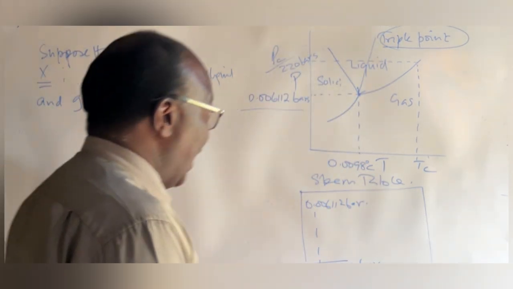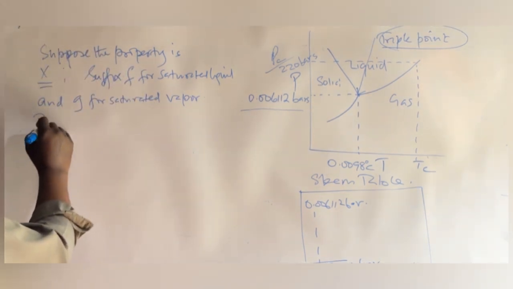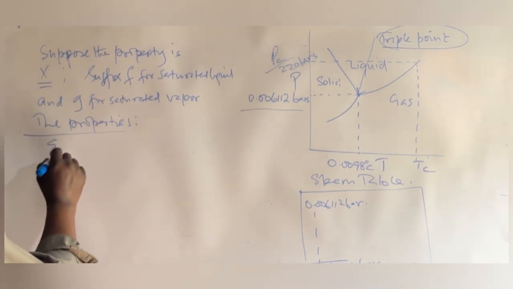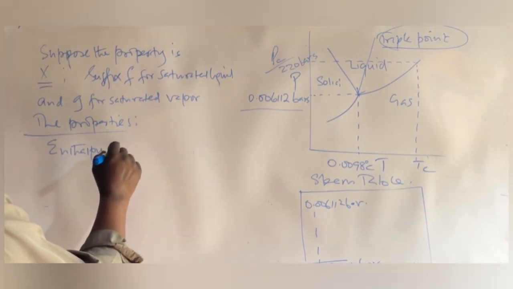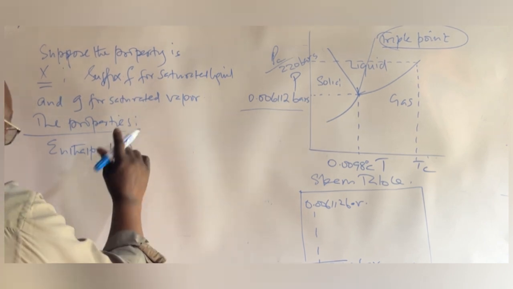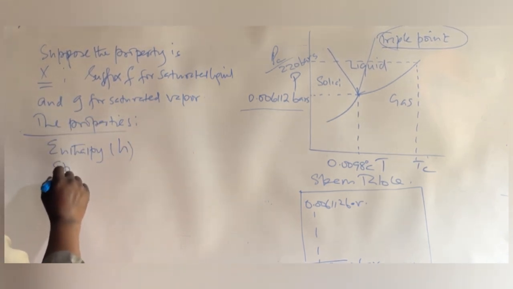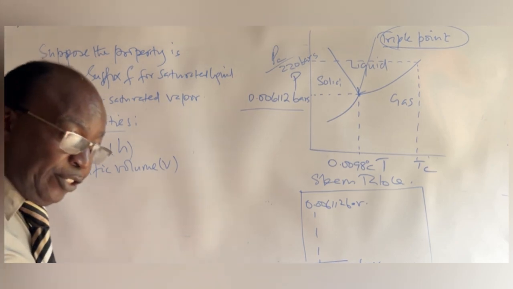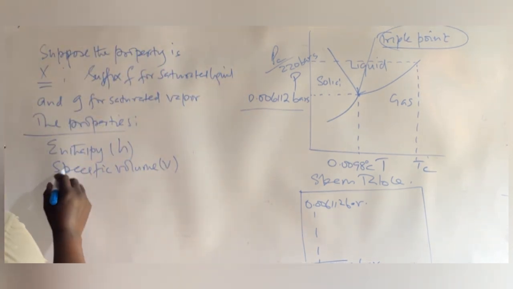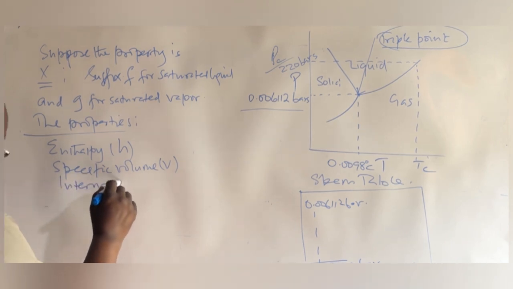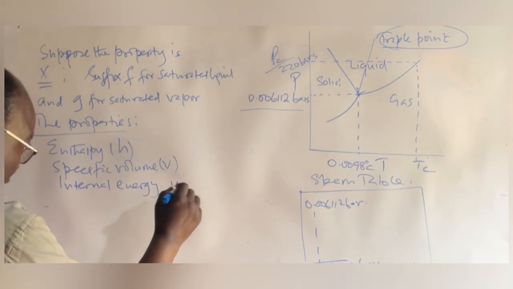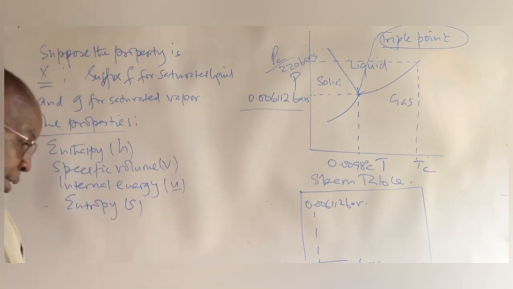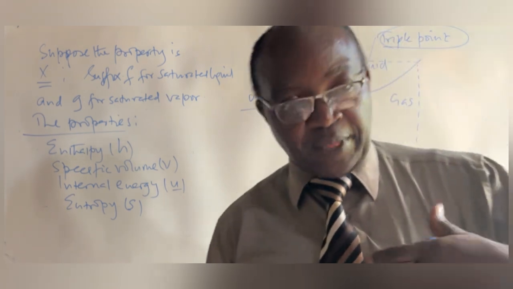So what are we saying? With these properties, we'll get them from the steam table. In fact, the properties are normally enthalpy, which is designated as H, and specific volume, noted as V, internal energy, U, and entropy, which is S.